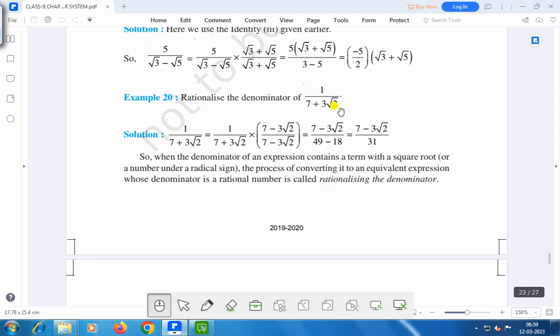Rationalize the denominator of 1 by 7 plus 3 root 2. Multiply by 7 minus 3 root 2 over 7 minus 3 root 2, giving 7 minus 3 root 2 by 49 minus 18, that is 7 minus 3 root 2 by 31.